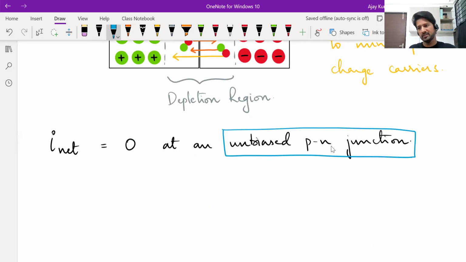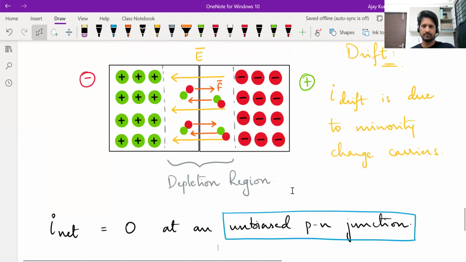Okay, that doesn't mean there is no charge movement at all. You cannot stop the movement of electrons altogether, except at 0 Kelvin, and now we are taking non-zero temperatures only. So electrons will keep moving from N to P, and they will keep getting brought back from P to N. So diffusion and drift will both be happening at an unbiased PN junction.